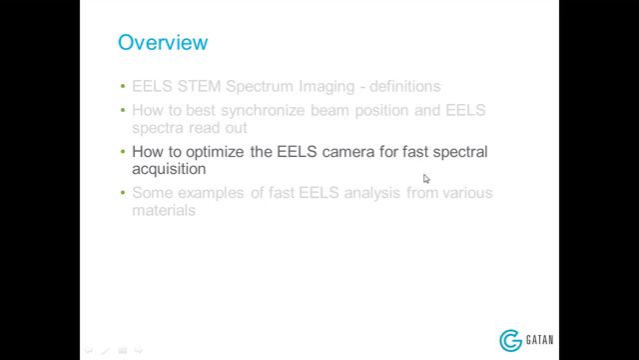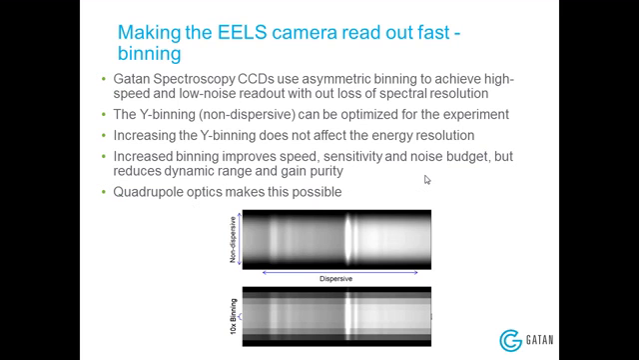Now we have to try to optimize the EELS camera for faster spectral acquisition. How do we do that? We bin. Basically, you can see here two different EELS spectra on the CCD. And if you want to bin, you basically have two different options. One is along the y-axis, which is a non-dispersive direction. And the other one is along the x-axis, which is a dispersive direction.